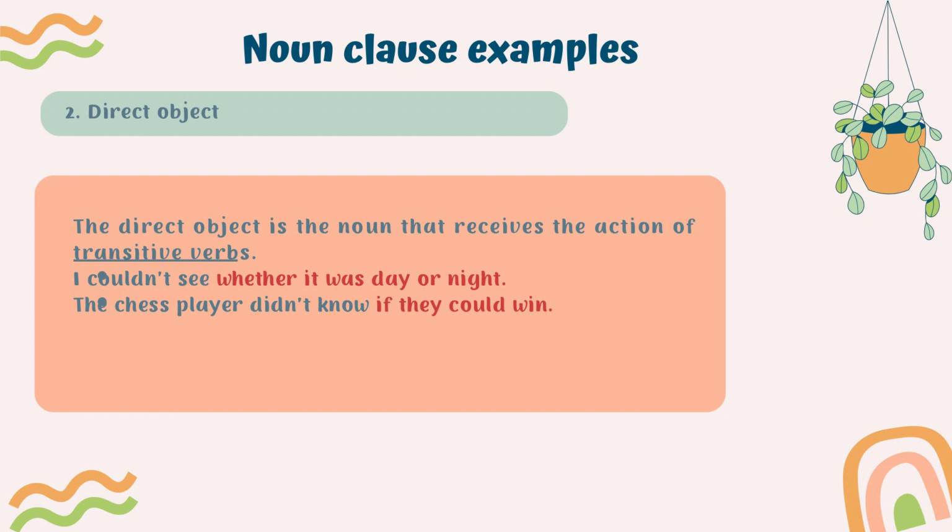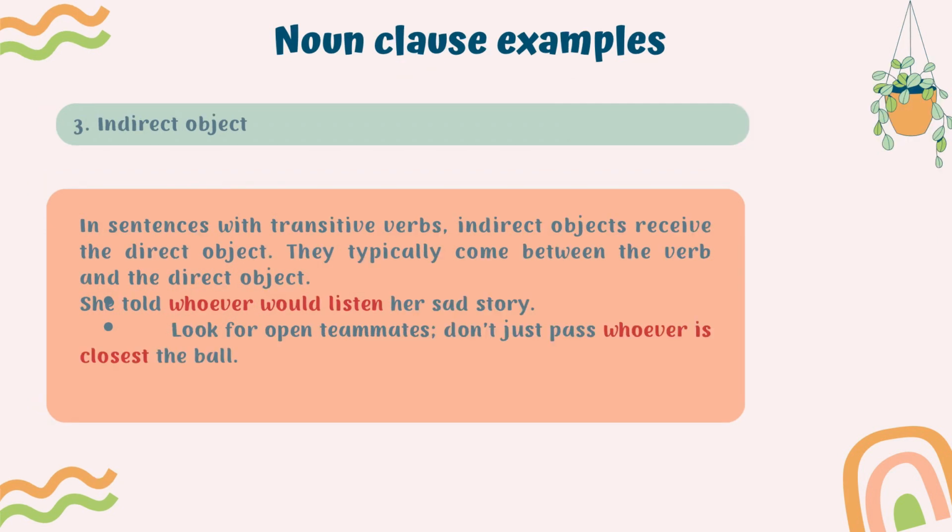This is the example of a noun clause as a direct object. The direct object is the noun that receives the action of a transitive verb. The example is, I couldn't see whether it was day or night. And the direct object is whether it was day or night. The second one is, the chess player didn't know if they could win, and the direct object is if they could win.